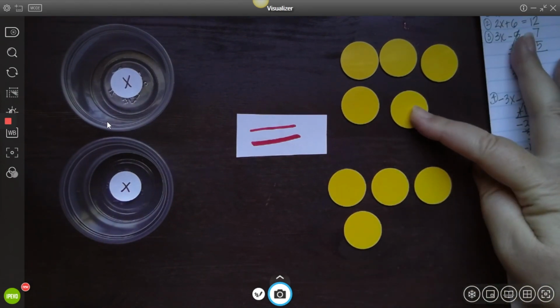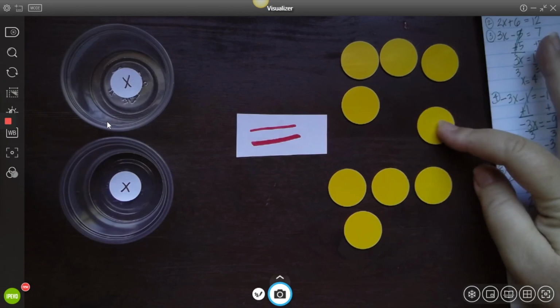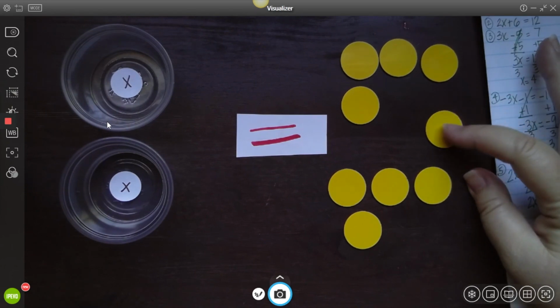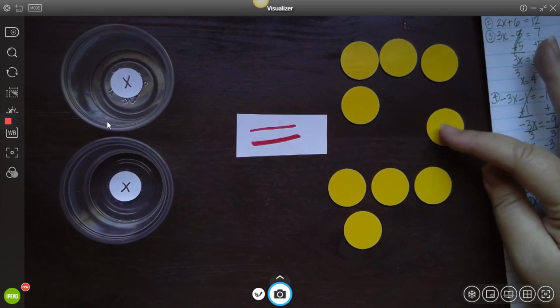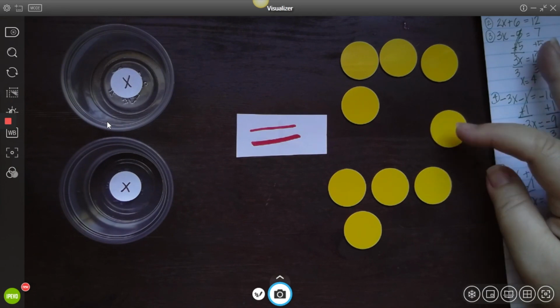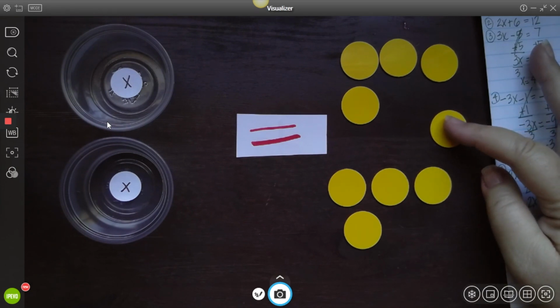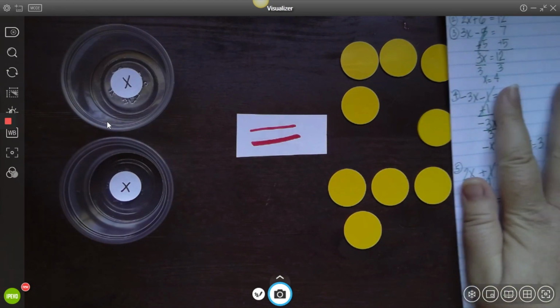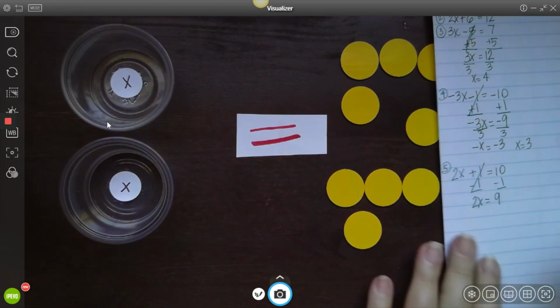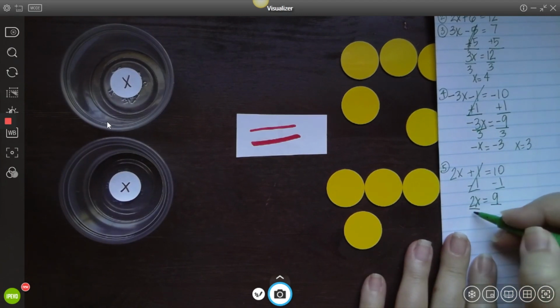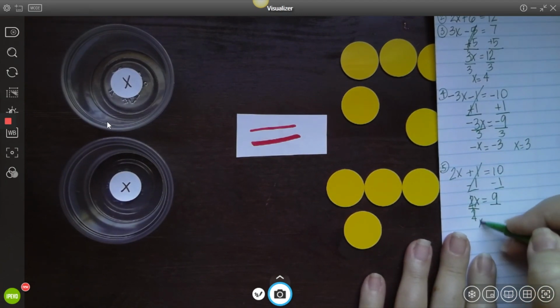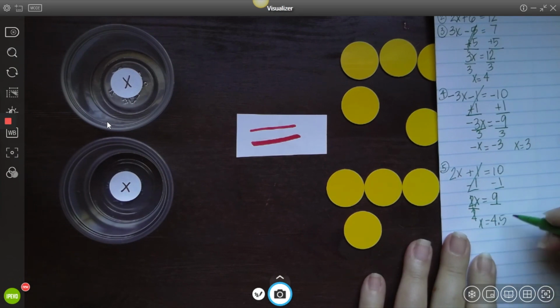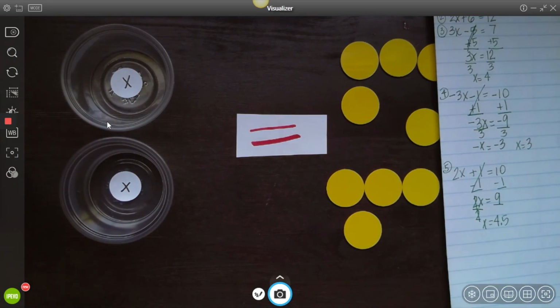Oh, wait. I don't have another one to share. So then you would have the discussion with your students as to how to make this equal. Now, you don't want them cutting your chips in half, but you can have that discussion and they can come up with that solution. So when we divide both of these by 2, we place both of them in two groups, and my answer ends up being 4.5 if we could actually cut the chip in half.